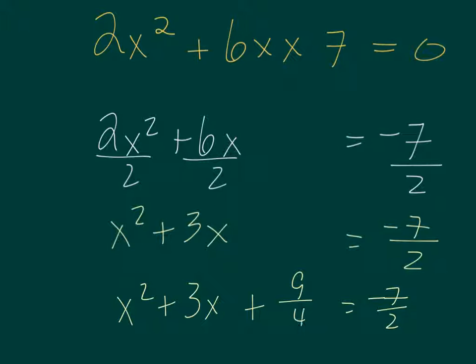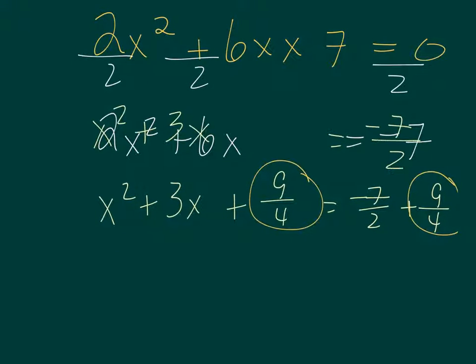9/4. Well, I'm going to add 9/4 here. So let me circle what I'm talking about there, okay? I added 9/4 to both sides. If I add 9/4 to one side of the equation, I have to add 9/4 to the other side of the equation. Well, 9/4 on the left-hand side is very convenient.